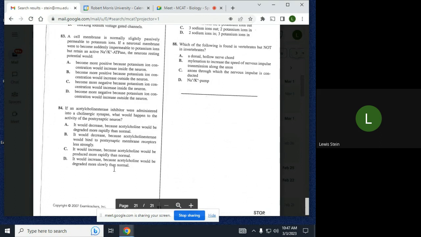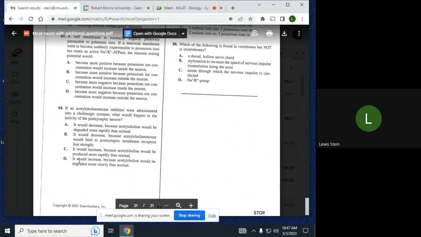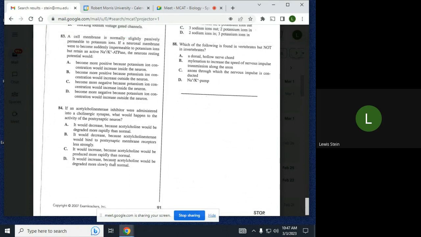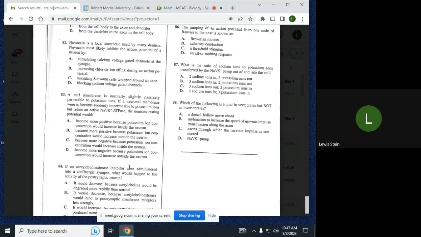So that's basically how acetylcholinesterase inhibitors work, and that's another test question. How do they work? Like nerve gas type agents or other agents that increase it. So it would increase, okay, because acetylcholine would not be produced. Acetylcholine would be degraded more slowly than, oh, read the question.